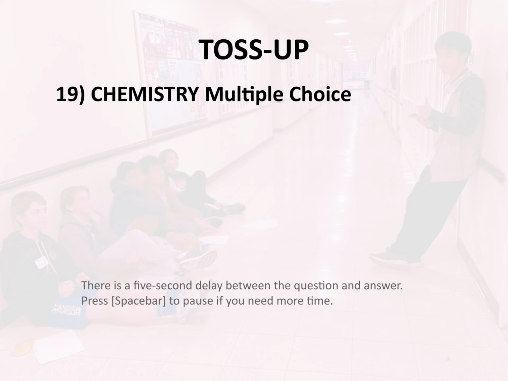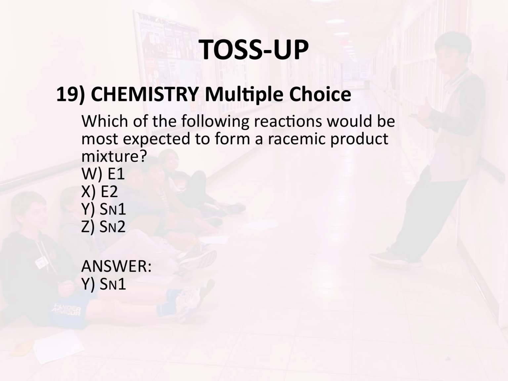Toss-up, 19. Chemistry. Multiple choice. Which of the following reactions would be most expected to form a racemic product mixture? W. E1, X. E2, Y. SN1, Z. SN2. Answer, Y. SN1.